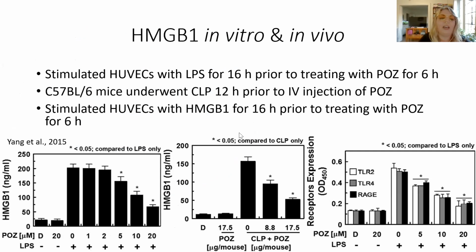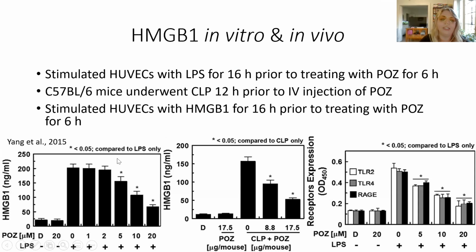So first, they wanted to look at the effects of polyozellin on the expression of HMGB1 in response to LPS treatment. And so they stimulated human umbilical vein endothelial cells, or HUVECs, with LPS first for 16 hours, and then treated them with pause for 6 hours, and looked at HMGB1 concentration in the supernatants. And they found a dose-dependent decrease in the HMGB1 release when the cells were treated with pause.